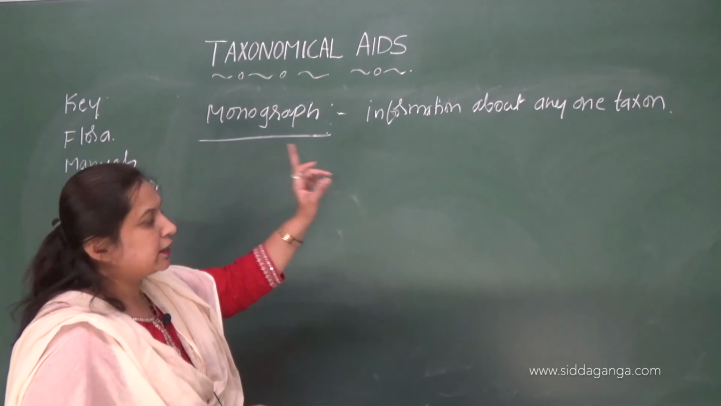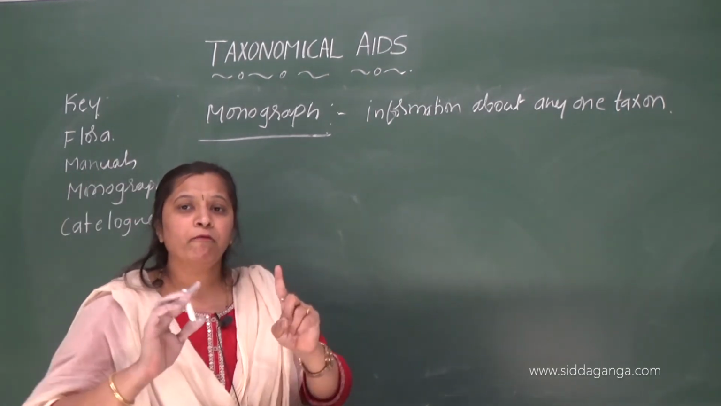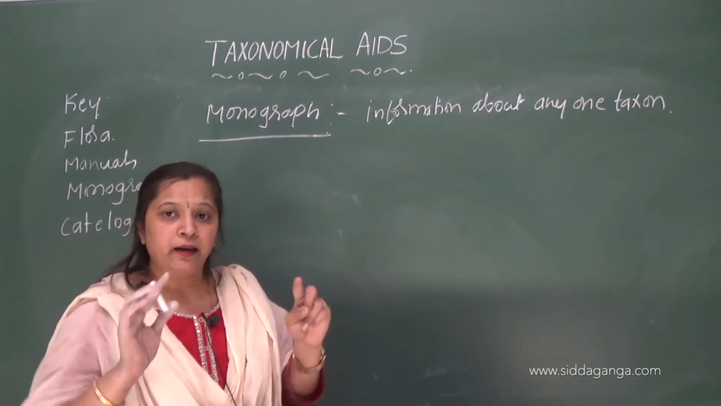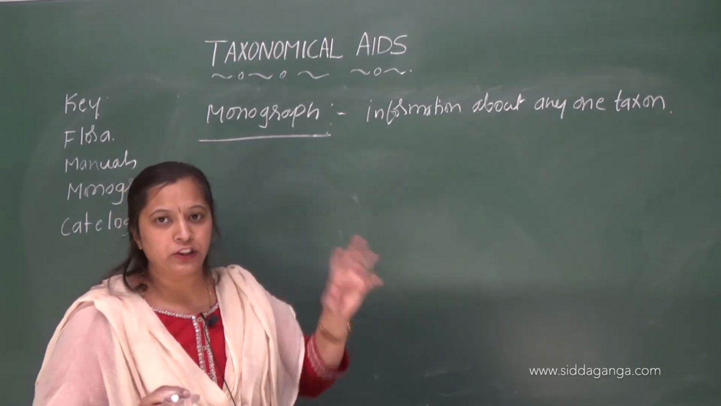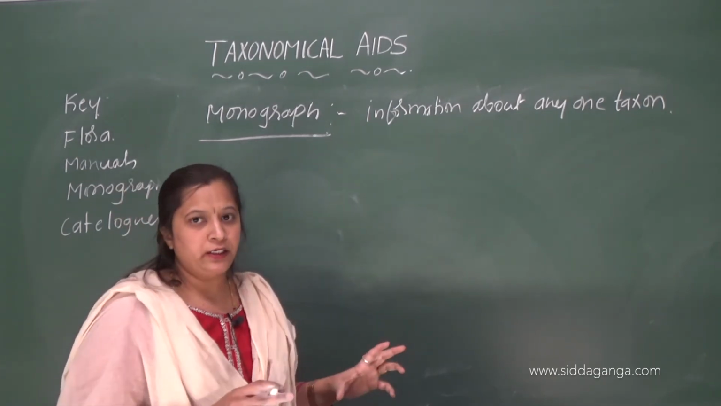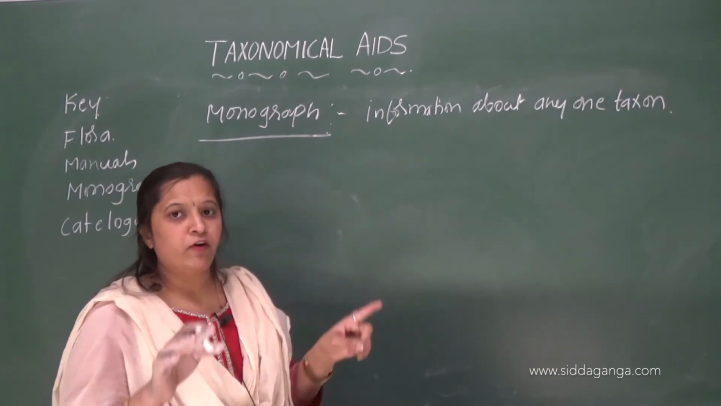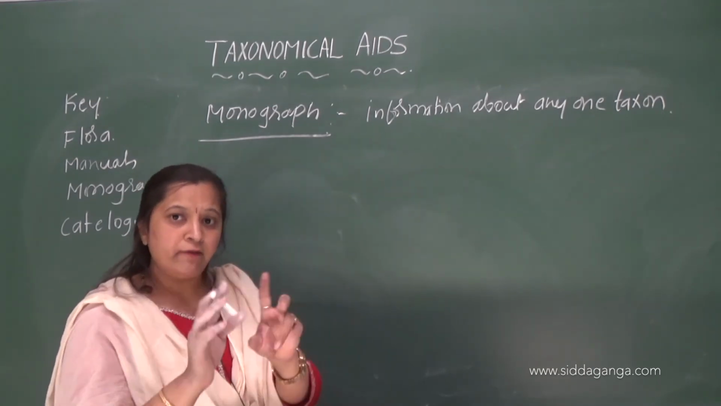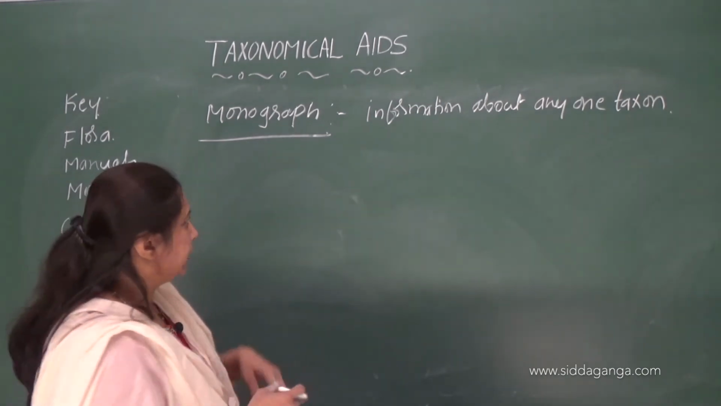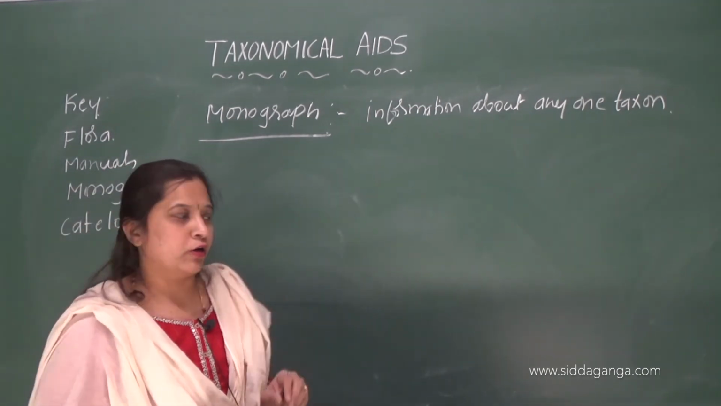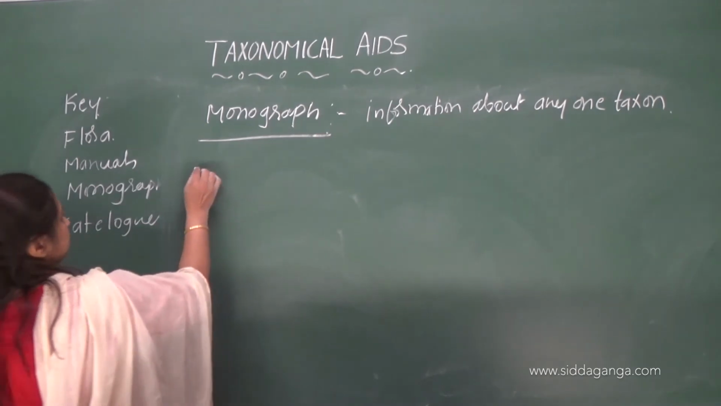So a monograph contains information about any one taxon or any one taxonomic category, like either genus or species or family. They contain the description, or the detailed information, of any one taxon or a taxonomic category. So that is called a monograph. Then what is catalog?